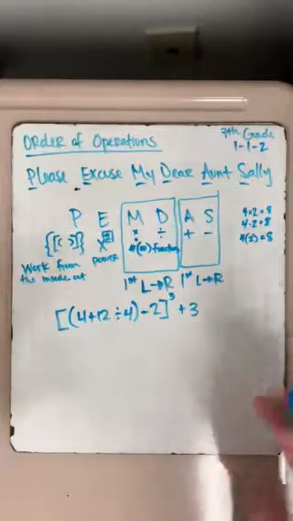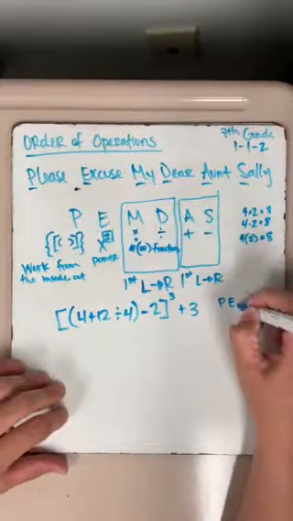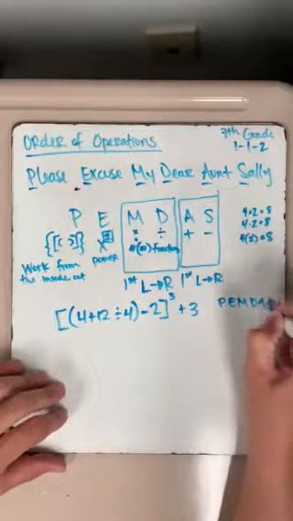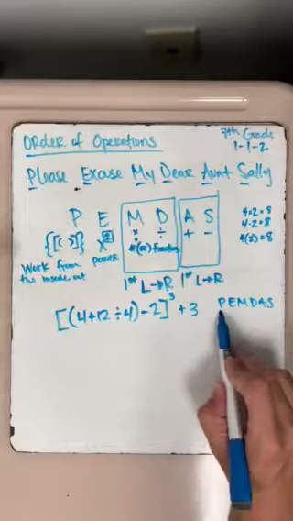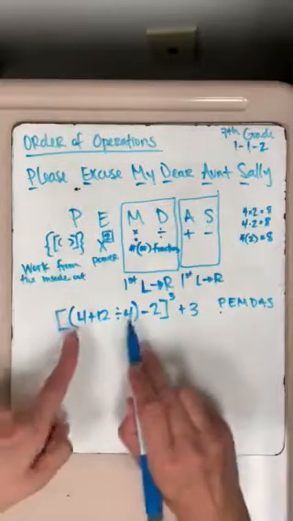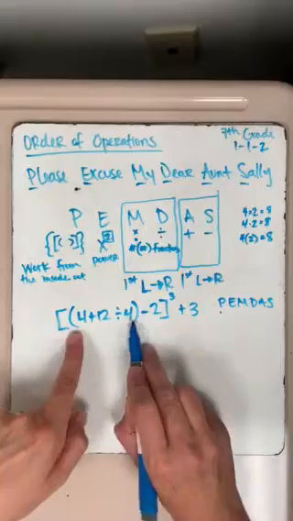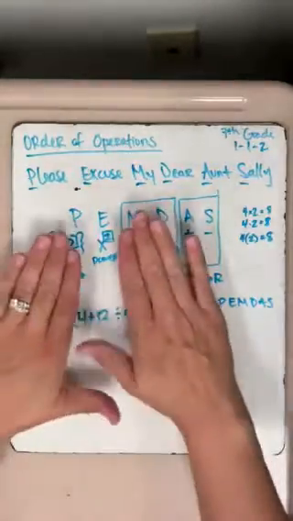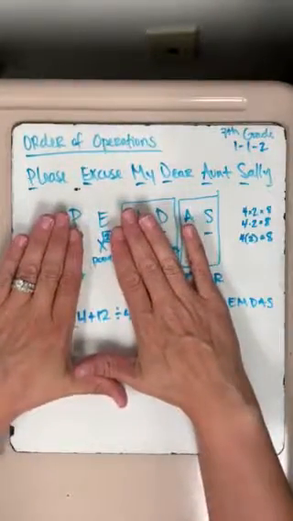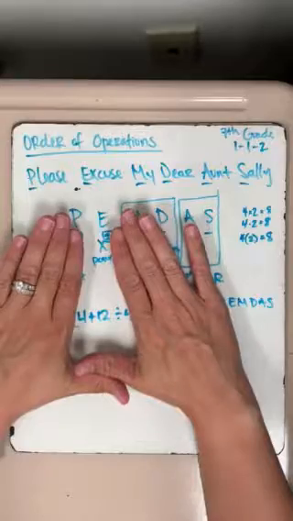We still do order of operations. Please excuse my dear Aunt Sally. First thing's parentheses. I know I am working from the inside out, so I find my innermost set of parentheses. I am only worried about that. I only care about 4 plus 12 divided by 4.